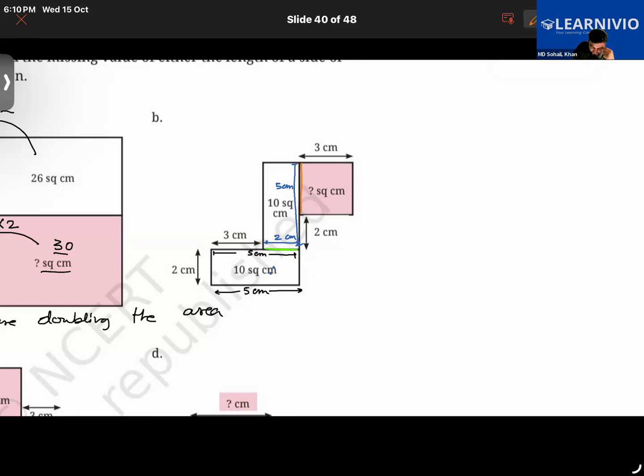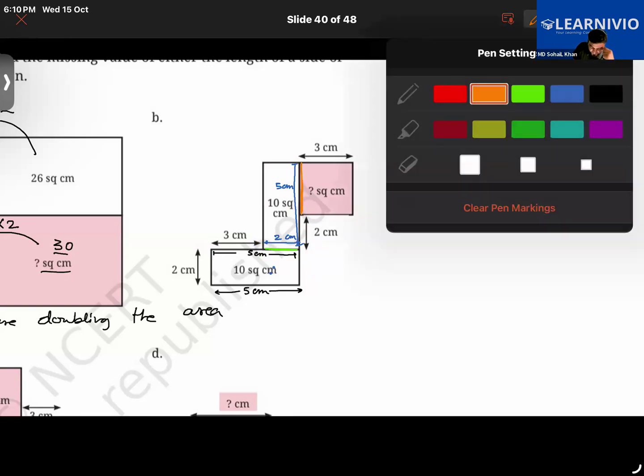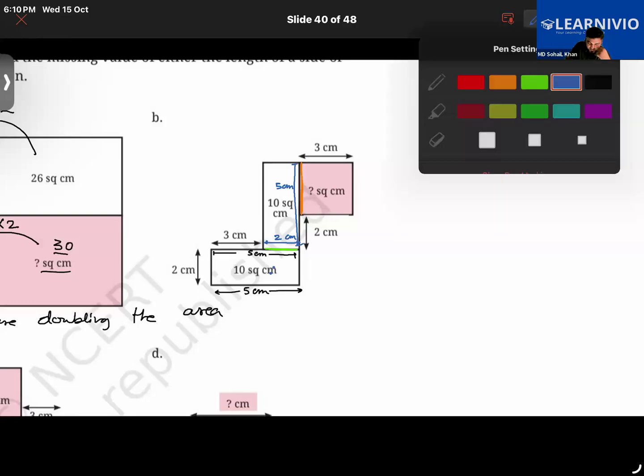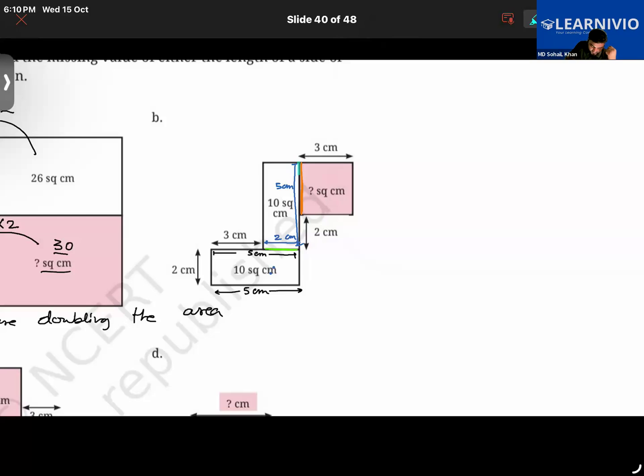It's also 5 centimeters. Listen again. I am saying that the length of this side, as you have said, is going to be 5 centimeter. Why? Because 5 centimeter multiplied by 2 centimeter is equal to 10 square centimeter now. This total side is 5 centimeter and this much is equal to 2 centimeter.